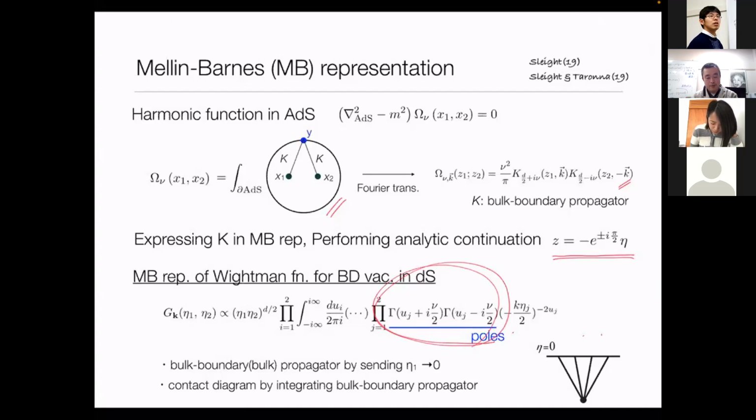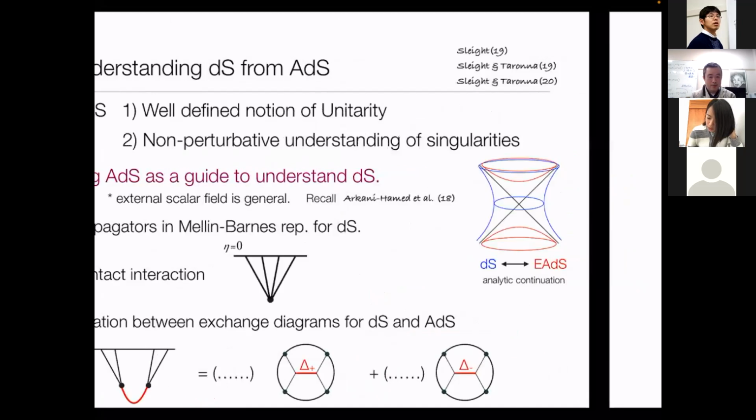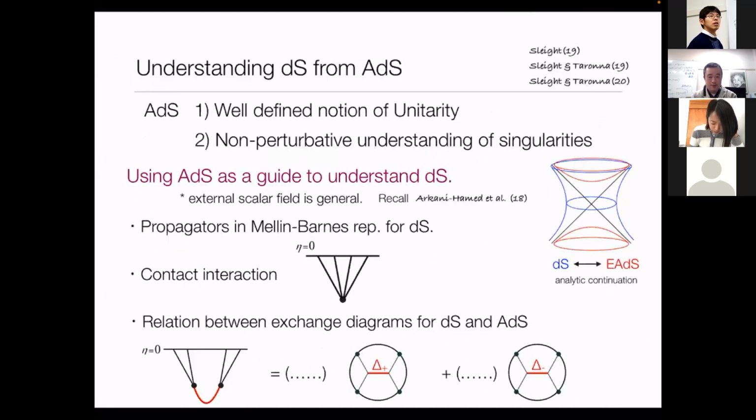And another thing is about the exchange diagram. What is interesting is that in the paper by Sleight and Taronna, it has been pointed out that the exchange diagram in dS can be given by the linear combination of the exchange diagrams in AdS with delta plus and delta minus. So, as I've been emphasizing, the left-hand side can be obtained just by direct computation in dS. But the hope is to use the knowledge of AdS as a guide to understand dS.